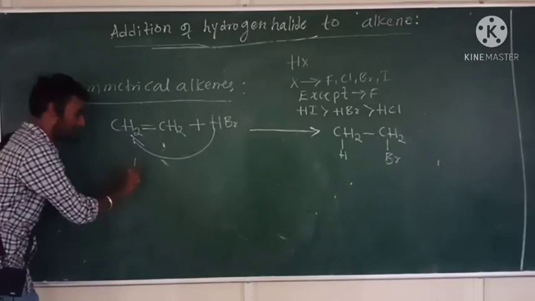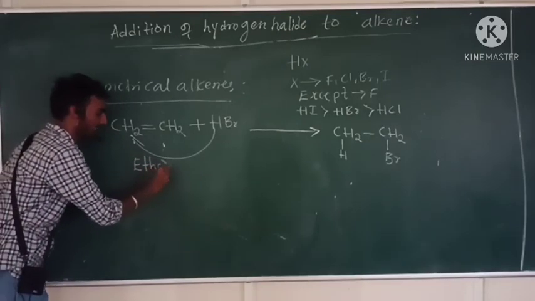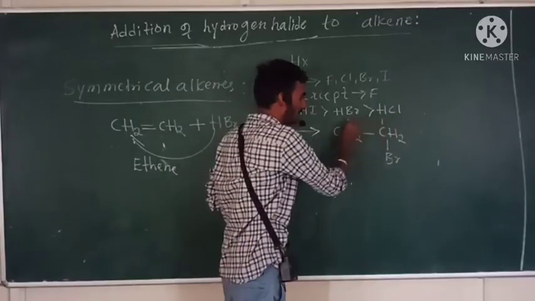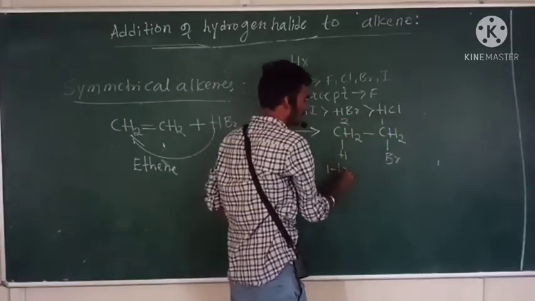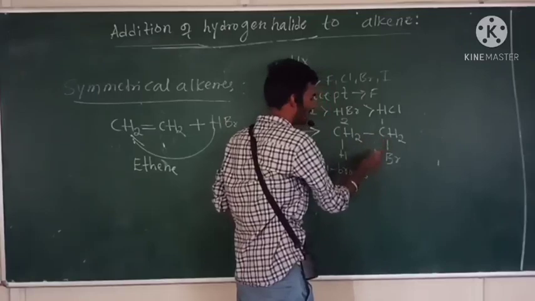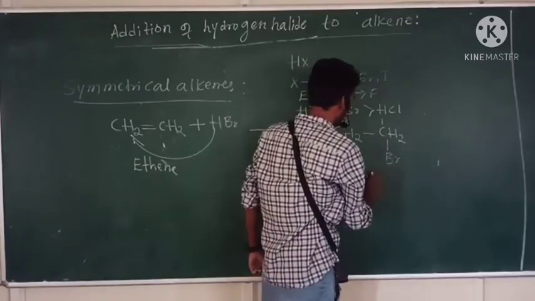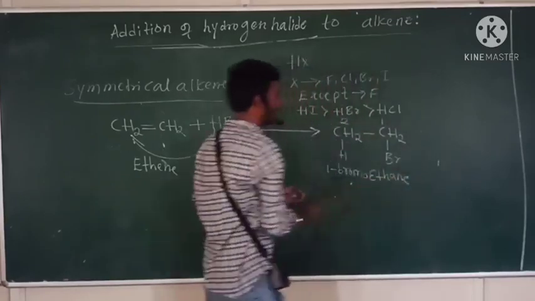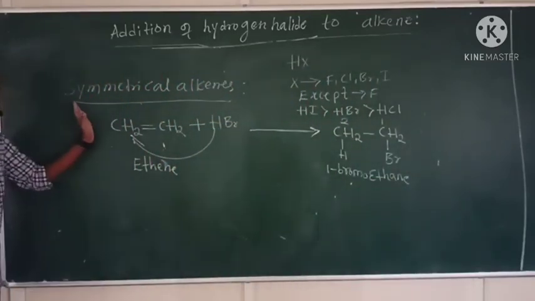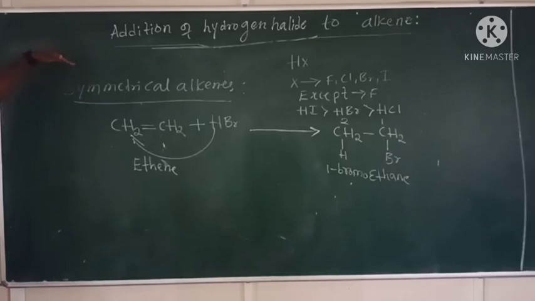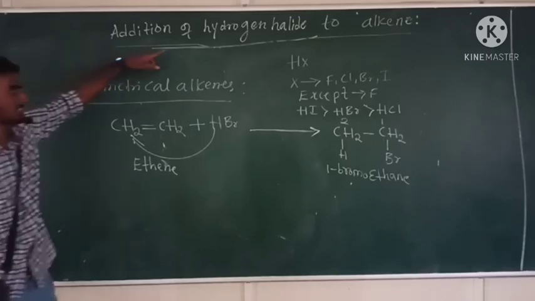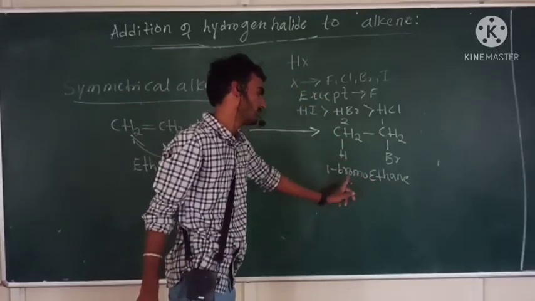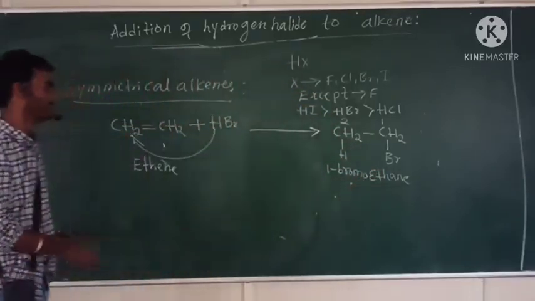So, ethene reacts with HBr and forms 1-bromoalkane, because it is a single bond, therefore it is called an alkane. One bromo alkane, that is bromoethane. So in the addition of hydrogen halide to a symmetrical alkene, it forms an alkyl halide, that is bromoethane.